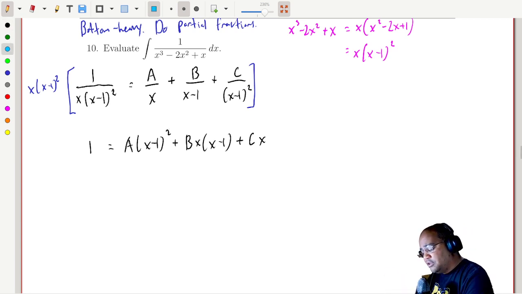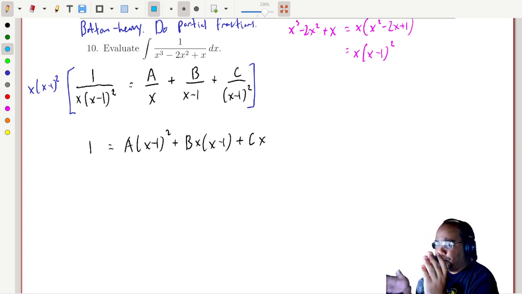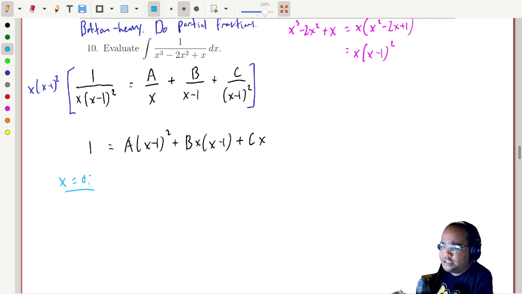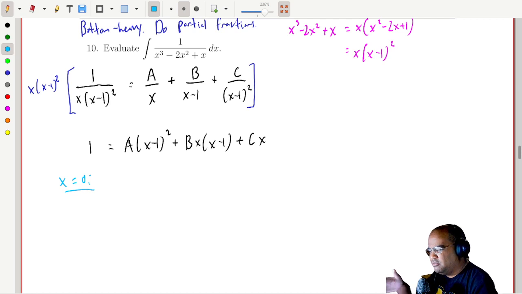Remember, for the cover-up method, which I think is probably the most straightforward here, we choose clever values of x to substitute on both sides of our identity, and we solve for the corresponding a, b, and c. So we select values that make sense. For example, x equals 0 is a nice choice here, because the left-hand side is independent of x, so we don't have to worry about it.